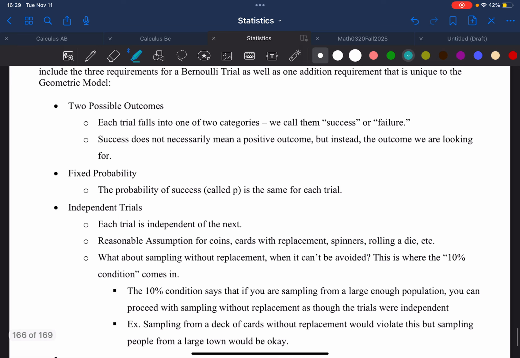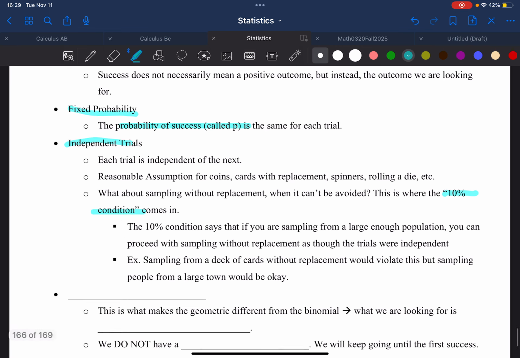So the first one is that they need to have 2 possible outcomes that we label as success and failure. The next one is it has to have a fixed probability, so the probability of success is labeled P. And then it has to have independent trials where we can use the 10% condition to assume independence. So all these things are similar to what we just talked about in the binomial distribution.